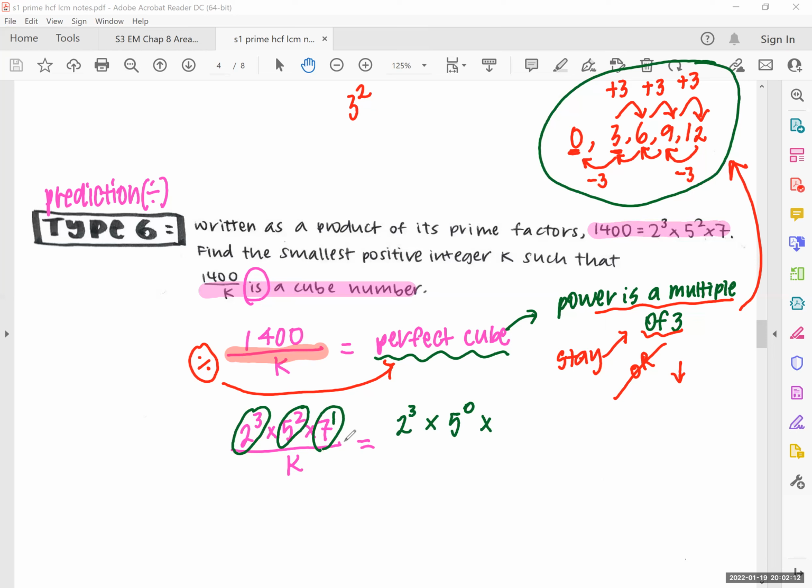So you want to make your perfect cube. Does it satisfy? It doesn't, right? So it should be 7 to the power of 0. So therefore, how do you find k? Very simple. You just swap these two positions. So k is just equal to 2 to the power of 3 times 5 squared times 7 to the power of 1, divided by 2 to the power of 3 times 5 to the power of 0 times 7 to the power of 0. And what answer do you get? So this is like algebra, just swap position.